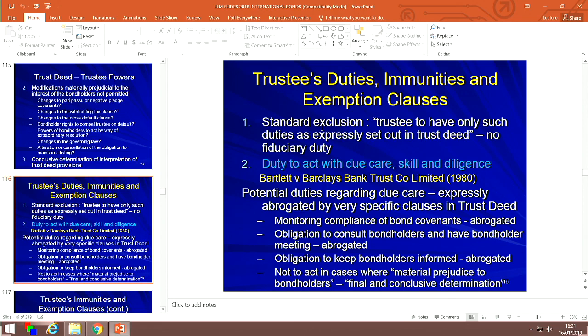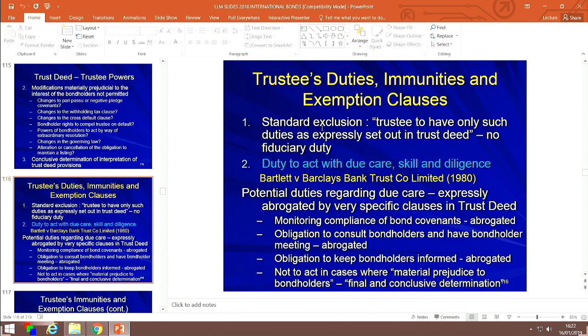Now, in a 1980 case involving Barclays Bank Trust, the court said this is a fundamental duty of a trustee and must be carried out with the strictest of diligence. But what happens in the international bond trust deed is not just a negation of the duty of due care, skill, and diligence, but to negate it in very specific circumstances.